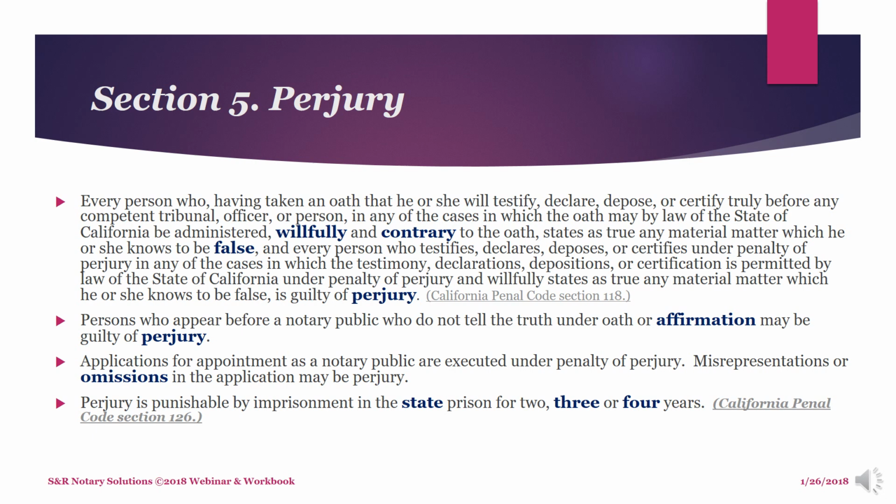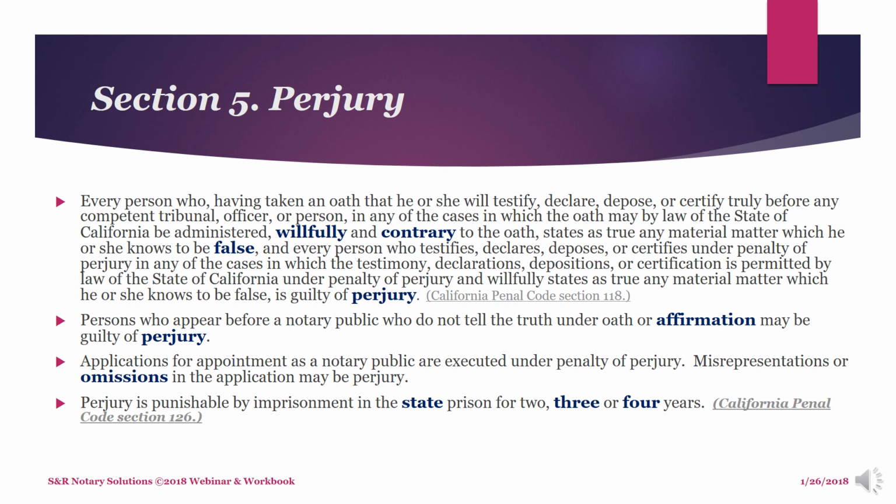Section 5, perjury. Every person who, having taken an oath that he or she will testify, declare, depose, or certify truly before any competent tribunal, officer or person in any of the cases in which the oath may by law of the state of California be administered, willfully and contrary to the oath states as true any material matter which he or she knows to be false, and every person who testifies, declares, deposes, or certifies under penalty of perjury in any of the cases in which the testimony, declarations, depositions, or certification is permitted by law of the State of California under penalty of perjury and willfully states as true any material matter which he or she knows to be false is guilty of perjury.